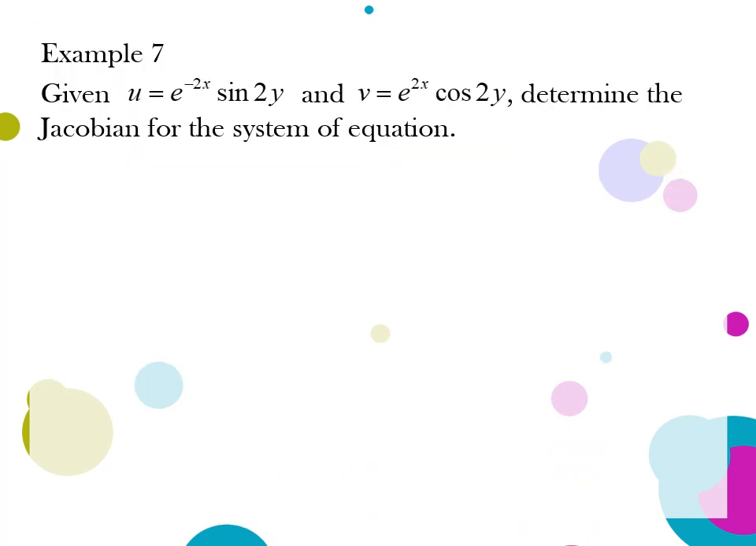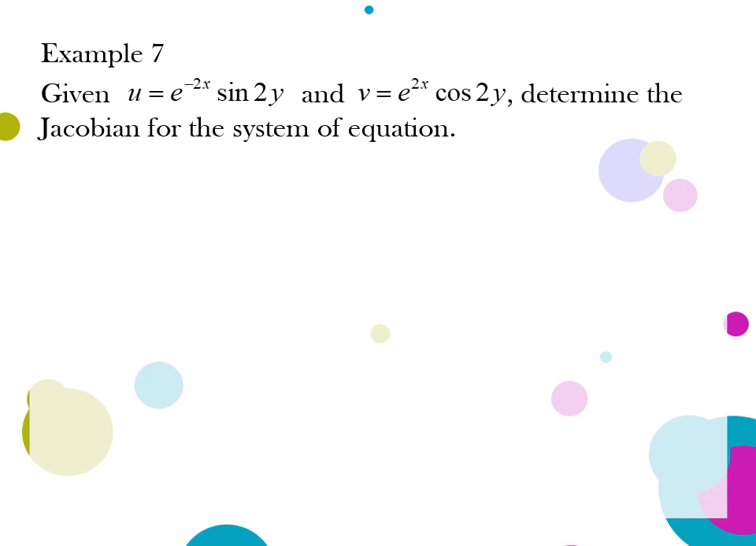Now let us proceed to the example. Given that you have u equal to exponent of negative 2x times sine 2y and v is equal to exponent 2x times cos 2y, then you need to determine the Jacobian for the system of equations. So in general, we can say that we need to find the determinant of this system.